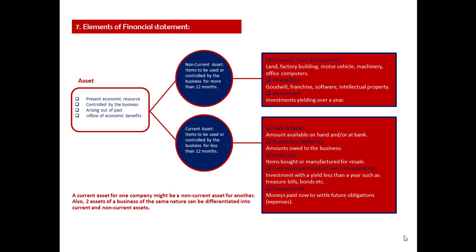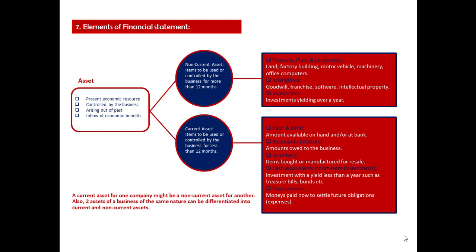An asset is broken into two parts: non-current assets and current assets. Non-current assets are those items that are supposed to be used or controlled by the business for more than 12 months. So we have property, plant, and equipment, examples of which are land, factory building, motor vehicle, machinery, office computers. We also have intangibles, which are assets without physical substance, like goodwill, franchise, software, intellectual properties, etc. We have investments, money put in portfolios or other businesses with the intention of keeping it there or retrieving benefit from it for more than a year. It's a non-current asset. We come to talk about the other part of it, which is the current asset.